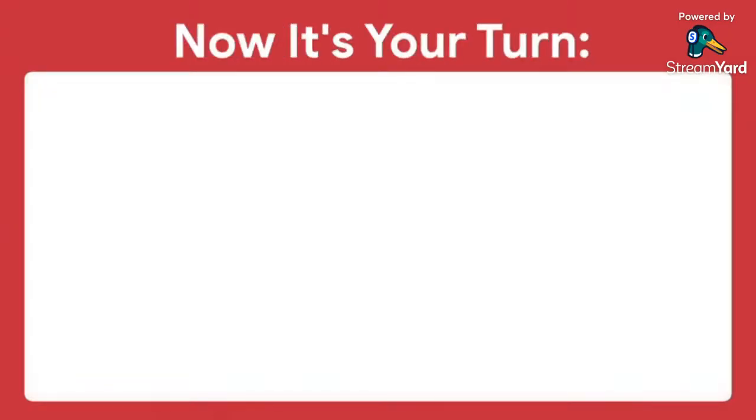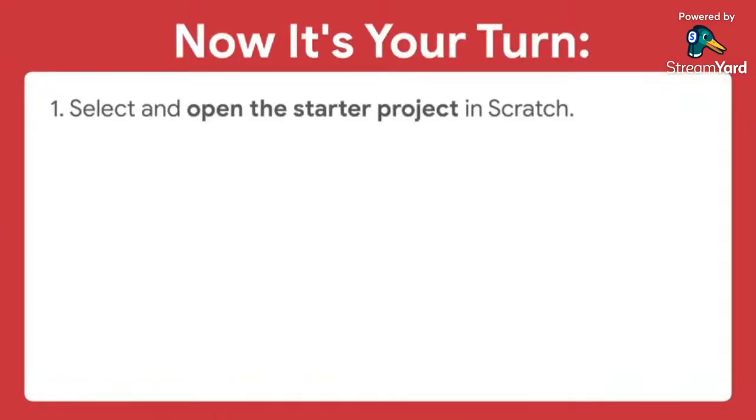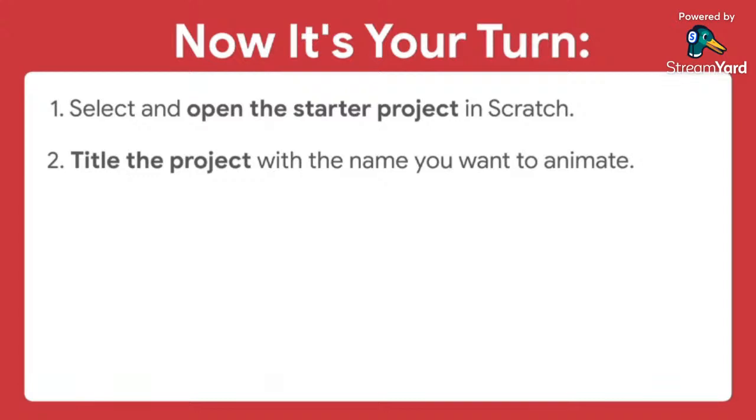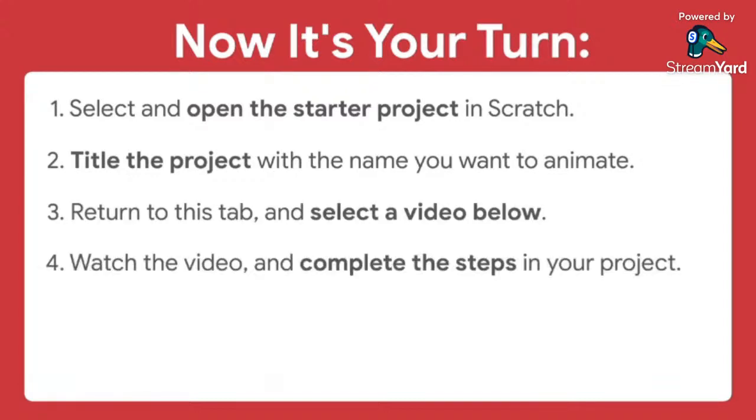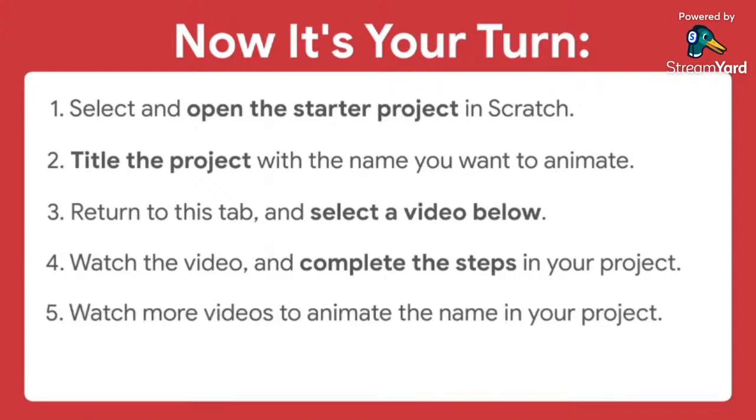Now it's your turn. Open Scratch in a new tab. Title your project with the name you're going to animate. Return to this tab and select a video. Watch the video and complete the steps in your project. Then, watch more videos to complete your animation. It's time to get creative. It's time to get coding.